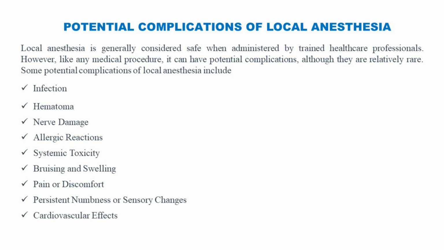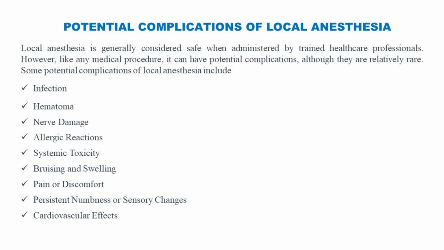5. Systemic toxicity. Local anesthetics can sometimes enter the bloodstream and reach toxic levels, leading to symptoms such as confusion, dizziness, seizures, cardiac arrhythmias, and, in severe cases, cardiac arrest. This is more likely to occur with large doses or if the anesthetic is inadvertently injected into a blood vessel. 6. Bruising and swelling. Some degree of bruising and swelling may occur at the injection site, which is usually temporary and resolves on its own.